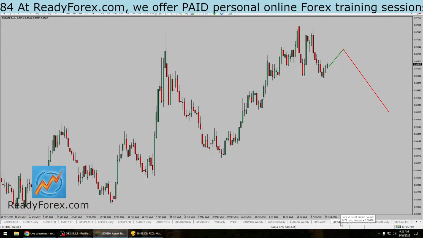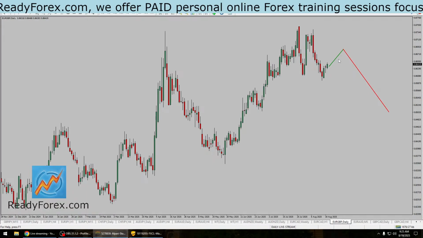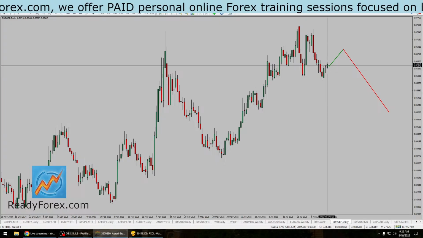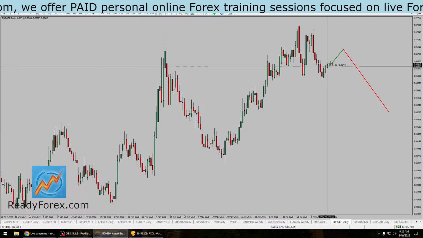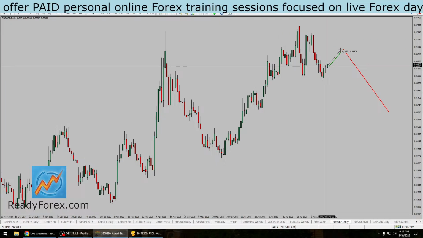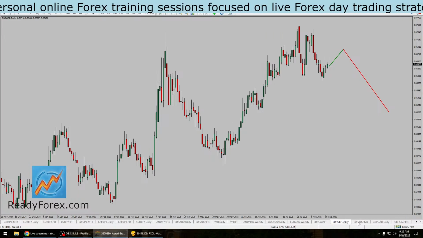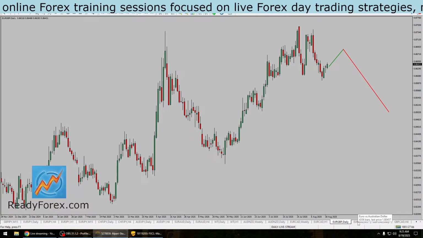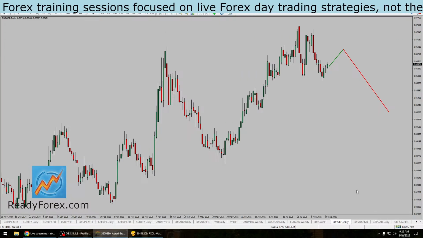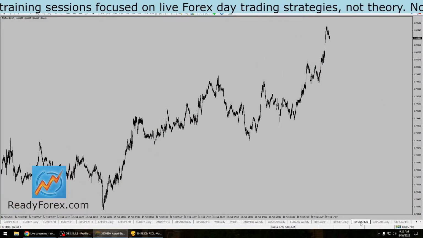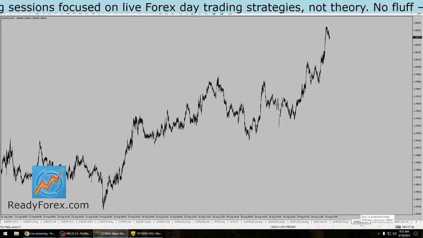Next one is the Euro GBP. It's most likely going to rise up first, creates a bullish pullback, then expect a top and a drop. Okay, covered the Euro AUD. Why is Euro AUD chart over here?